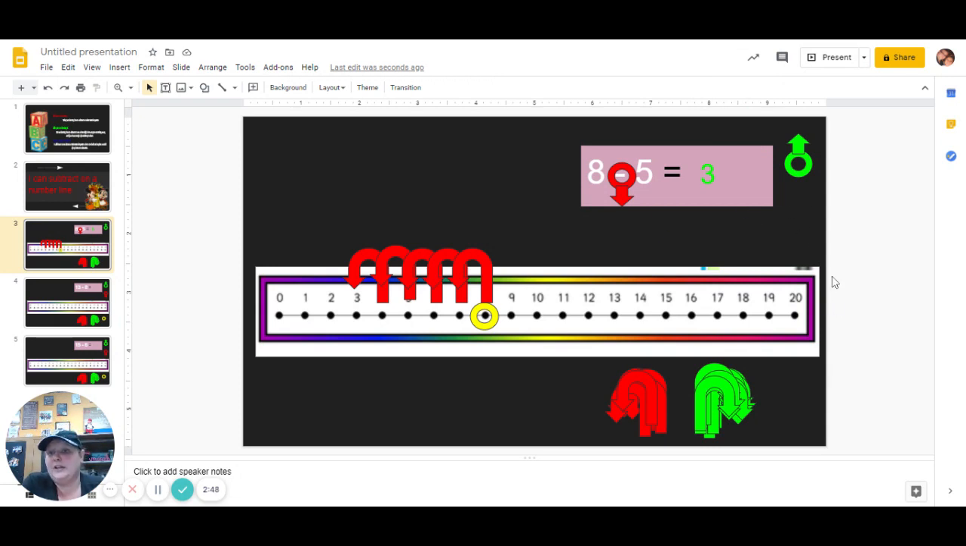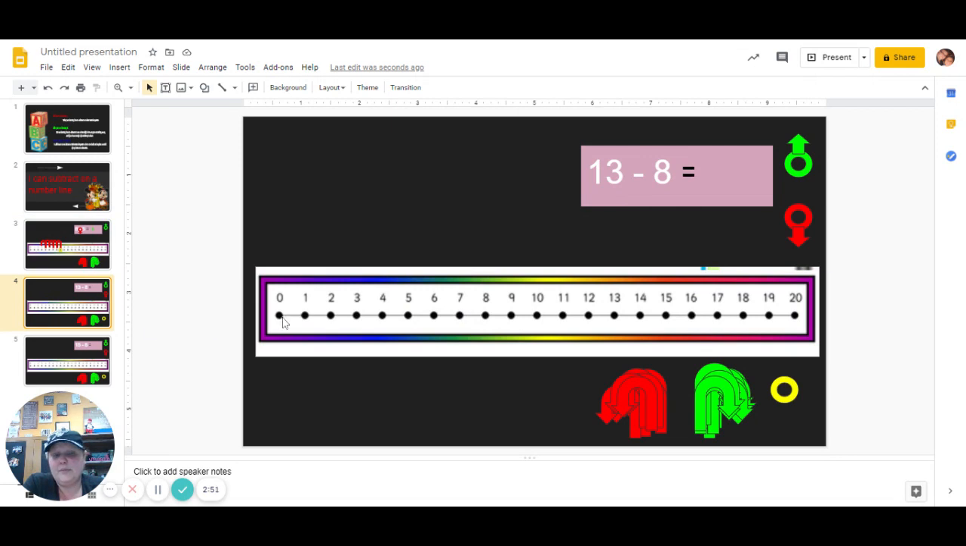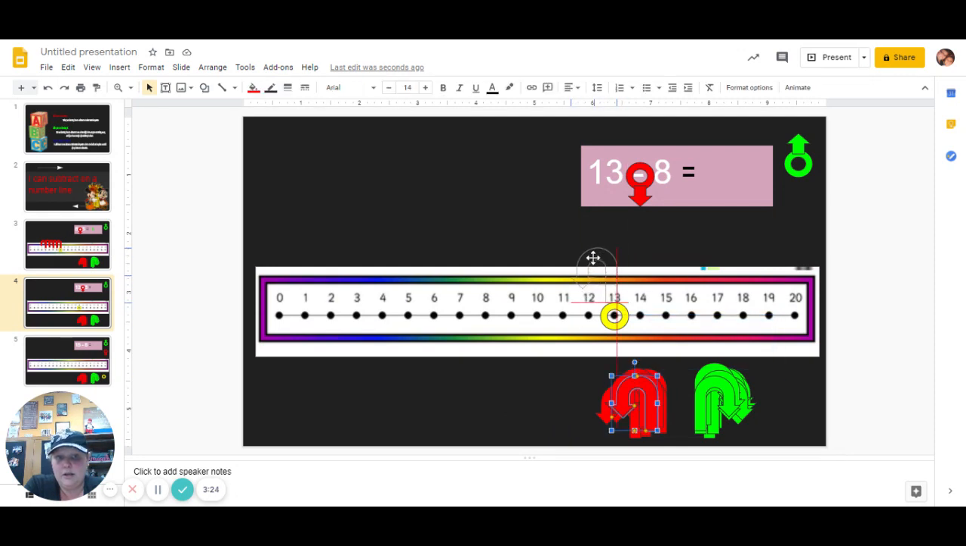Let's do a couple more together, just in case. Oh, goodness, that's a big number. So I have 13 subtracting minus 8. My minus symbol means my number is going to get smaller, so I'm going to use my down arrow. I want my number to get smaller. And I'm starting, of course, at my beginning number, which is 13. So I'm going to drop my circles right there so I know where I'm starting. And I'm going to go backwards 8 hops. So my number is going to get smaller. Here we go. Are you ready?